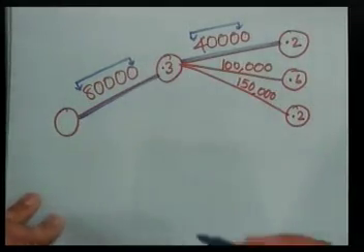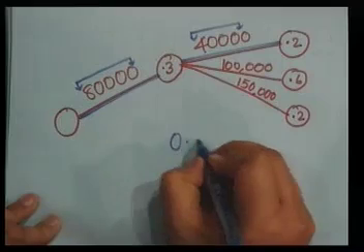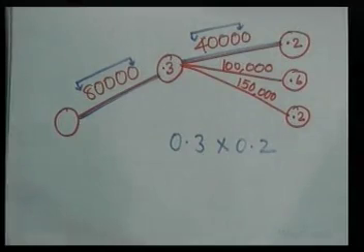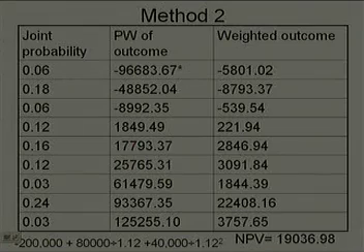So my probability value is going to be 0.3 multiplied by 0.2. Likewise, I have calculated the joint probability corresponding to all the 9 paths. There are 9 paths in the decision tree, and for each one of them I have calculated the joint probability. For example, for path 1 it would be 0.3 into 0.2, so it is going to be 0.06.